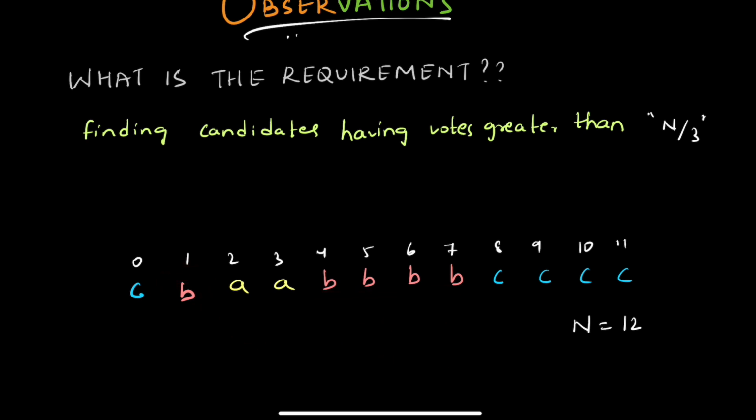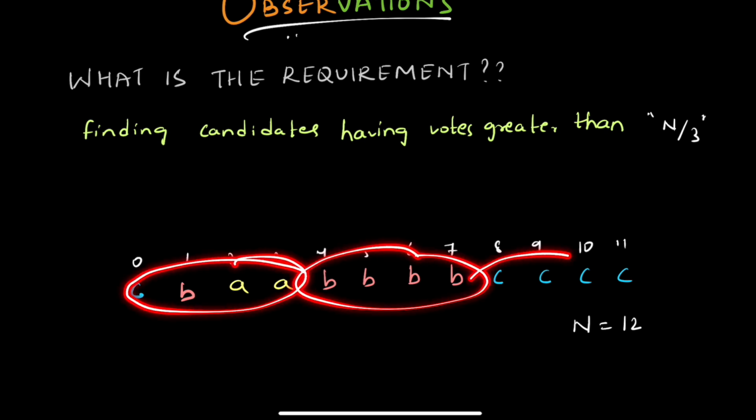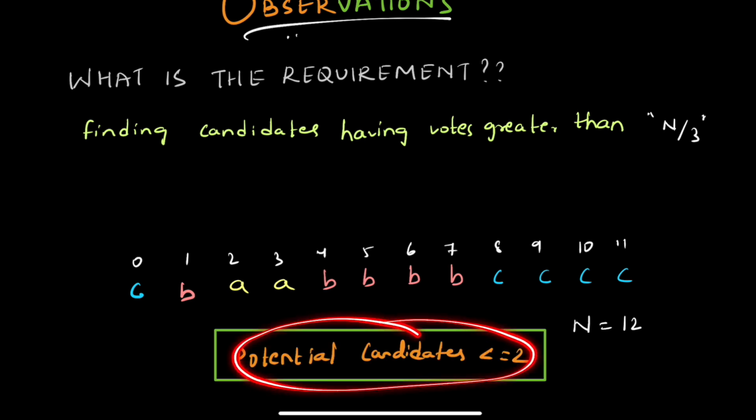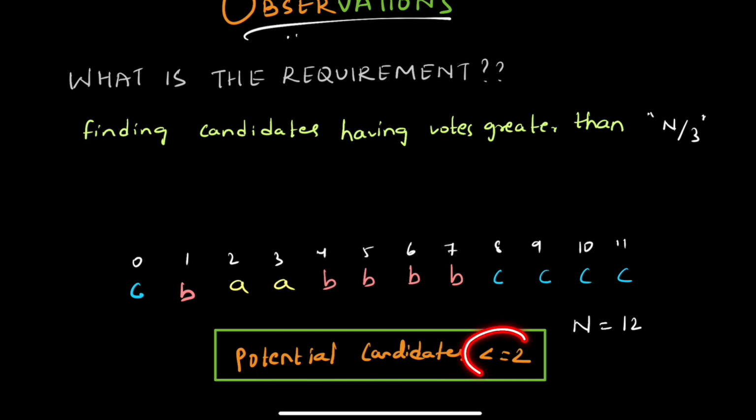So the main observation is for any given array of size n, there will be no more than two potential candidates, right? Because as we have seen earlier, there were evenly distributed candidates in an array in the best case scenario, and none of their votes was greater than n by 3. But as soon as we have included an extra candidate for C and an extra candidate for B, both B and C became the potential candidates, right? So this is the observation that the potential candidate size will always be less than or equals to 2, because in the best case scenario we can find at max two candidates. But in the worst case scenario we can find 0 or 1 candidate.